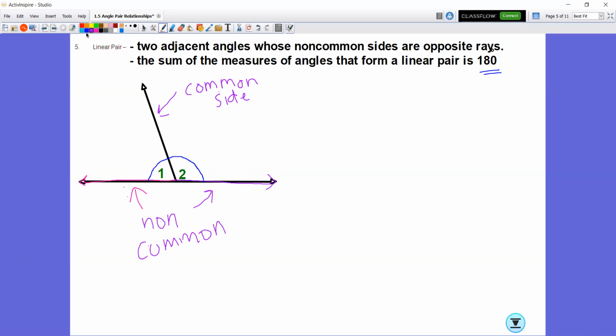And then if I slap some numbers in here just to make it even more concrete, let's say the measure of angle 1 is 58 degrees. That means the measure of angle 2 is 122 degrees, because 58 plus 122 is 180. So a linear pair are supplementary, and vertical angles are congruent.